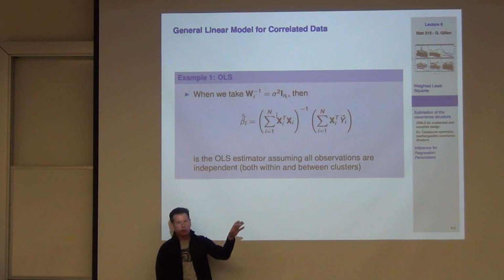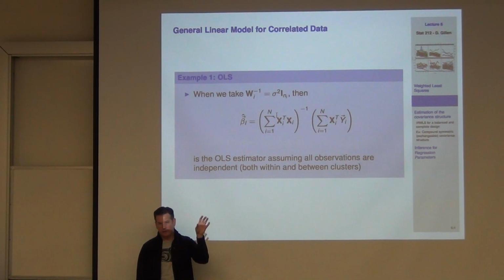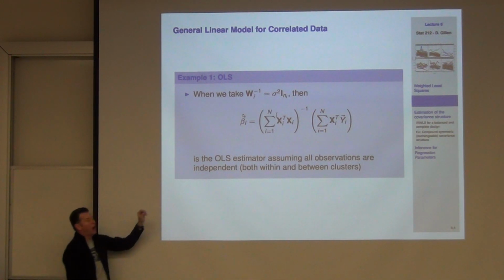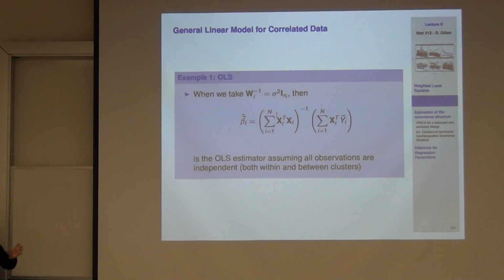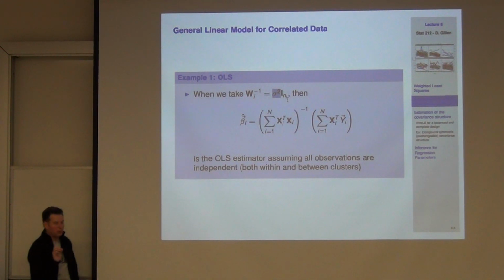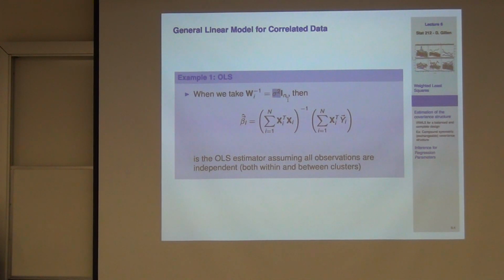Okay? Good. So the first classic example of this is, well, we can go through and throw OLS at this. This is what you did in your last homework assignment, where you looked at the variances. You just fit an OLS model. What you were doing was saying, I'm just going to take my weight matrix to be some constant variance times the identity. In other words, I'm going to treat every observation as if they are independent, both within and between sampling units or clusters. Okay?